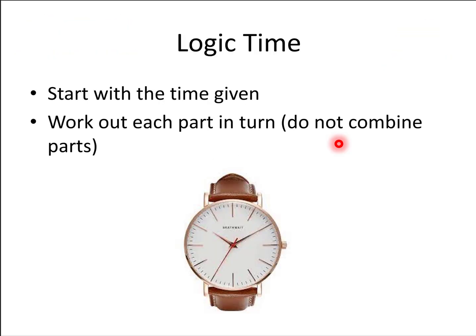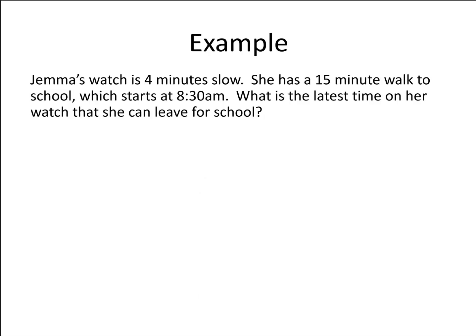Logic time. In these questions, we start with the time given, and then we work out each part in turn. There is no need to combine the parts. You will not actually save any time or any calculations. You'll end up with the same number of calculations. Let's look at an example. Gemma's watch is 4 minutes slow. She has a 15-minute walk to school, which starts at 8:30. What is the latest time on her watch that she can leave for school?